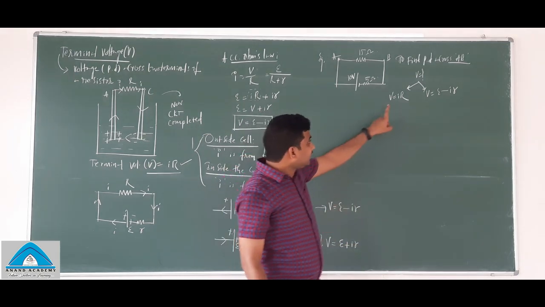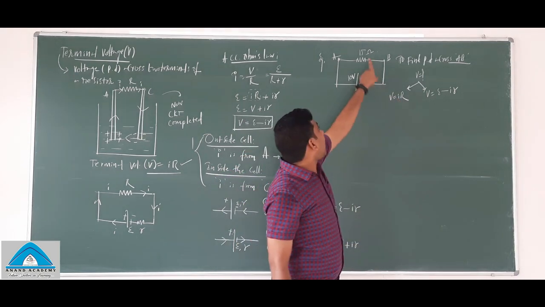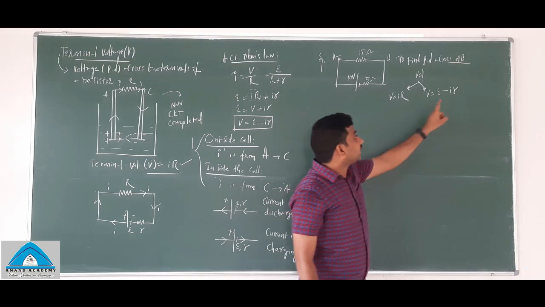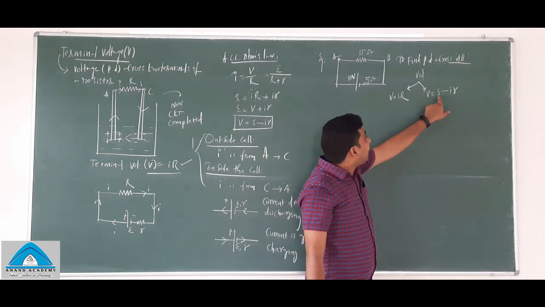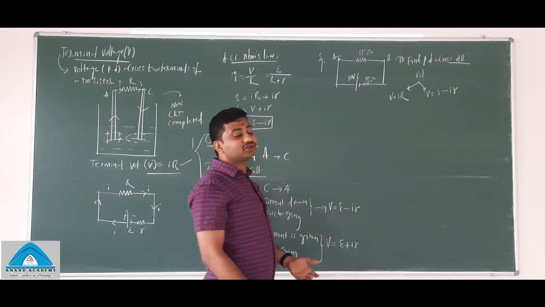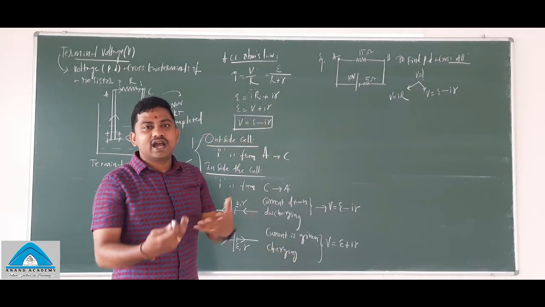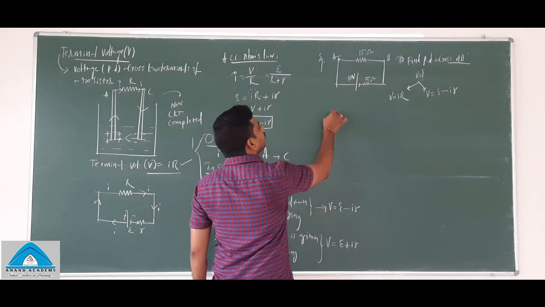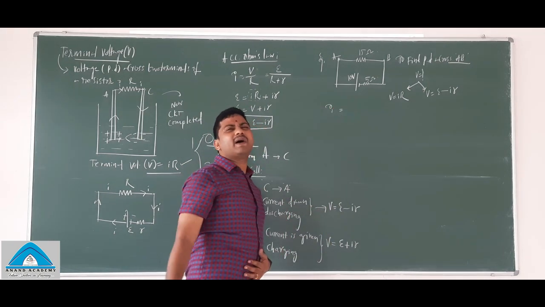Here you need I because R is the given external resistance. Here you need I because EMF is given and internal resistance is also given. So our aim is to find the current. How to find the current here? I have told you already, I is equal to V by R.